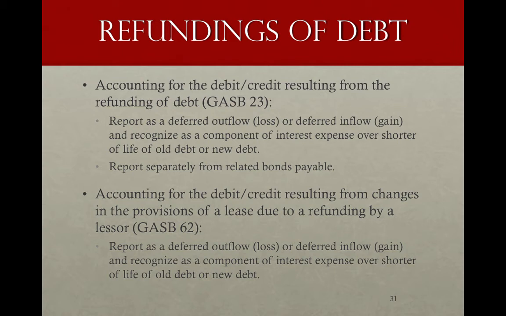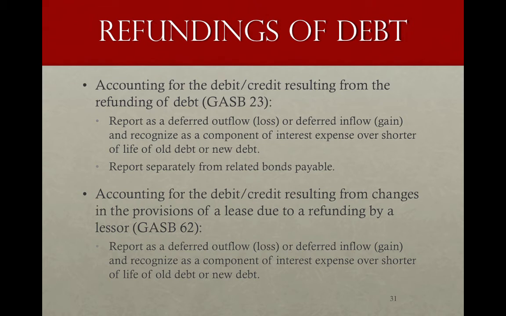Debt refundings used to be reported as losses and gains that were hung on the balance sheet and then amortized over the life of the old debt or the new debt, whichever was shorter. Instead, because they were never assets or liabilities, if there's a loss on the refunding of the debt, it should be a deferred outflow of resources. If there's a gain, it should be a deferred inflow. And then that deferred outflow or inflow will be amortized over the shorter of the life of the old debt or the new debt.